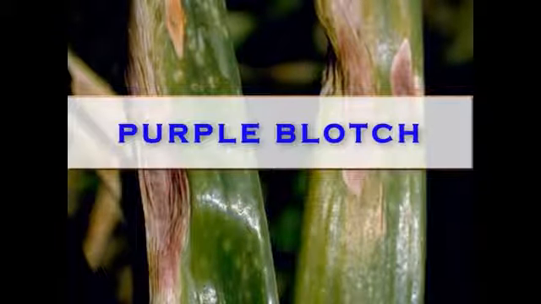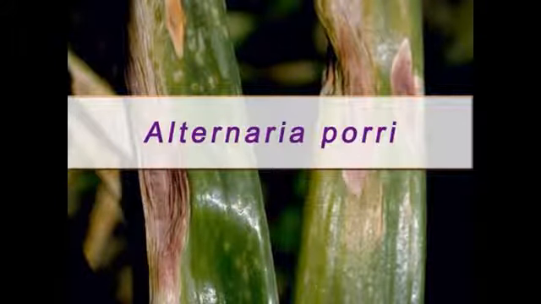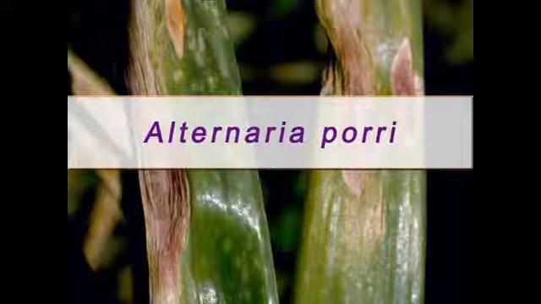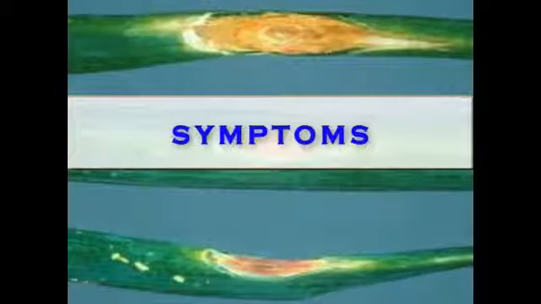purple blotch. Purple blotch of onion is caused by Alternaria porri. Purple blotch is reported in onions, garlic, Egyptian onion, Welsh onion, leek, and probably other species of Allium. It is one of the severe diseases of onion, infecting both bulbs and seed crops throughout India. Now we will learn about the symptoms of the disease.